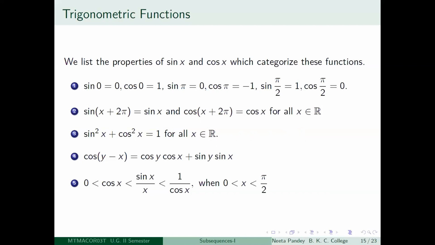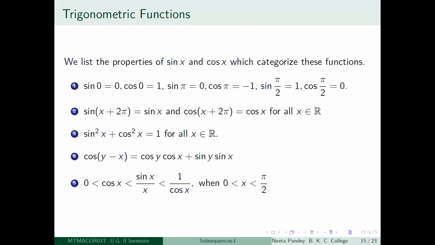cos of y minus x is equal to cos y cos x plus sin y sin x, and an inequality. All these are just straightforward for you, I think. And this one also is true. If you put this categorize restriction, then the only functions which you will get are the familiar sin x and cos x, which you know about. At least you can apply them in various situations. At least you know that.